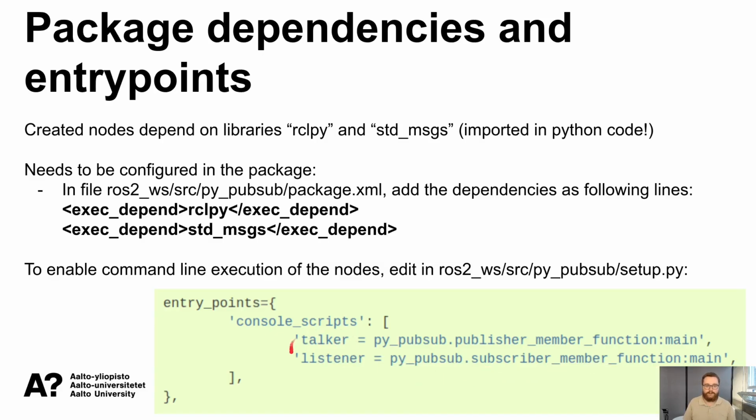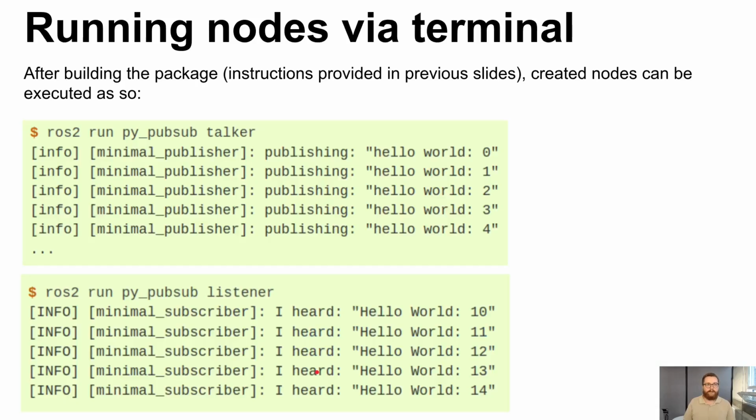And yeah, this talker and listener are the names that we are defining for the execution. And then after those configurations and after building the package with the instructions provided in previous slides, the created nodes can be executed with these commands. As said, we use the talker and listener names here, because those are what we defined as the entry points. So we can say ros2 run, name of the package, and then name of the executable.